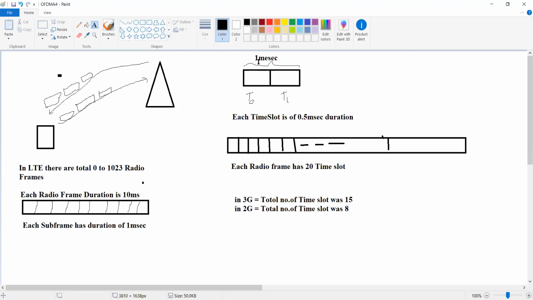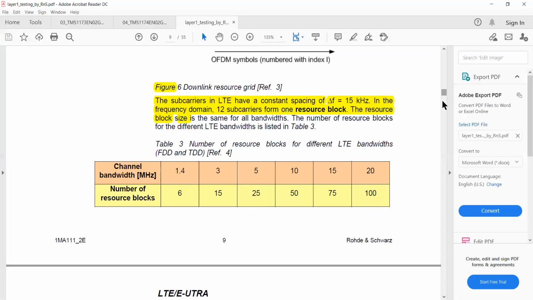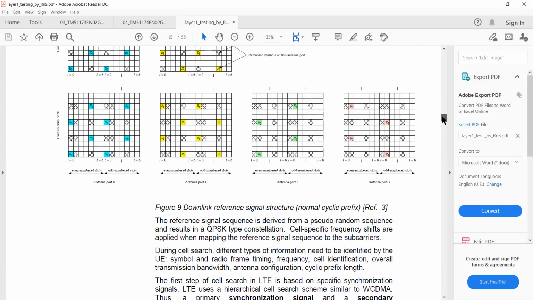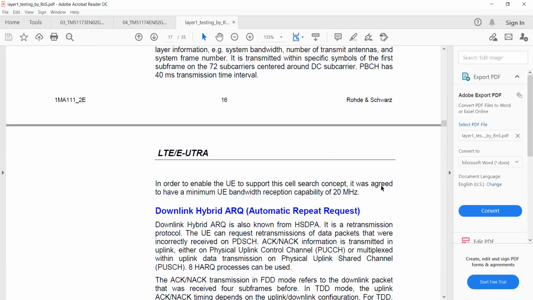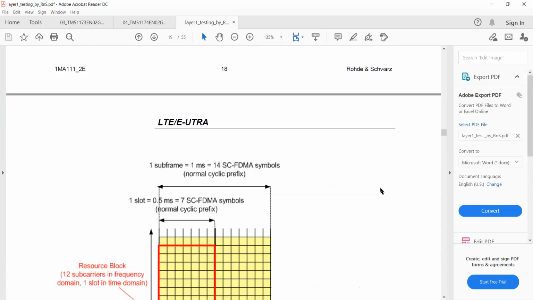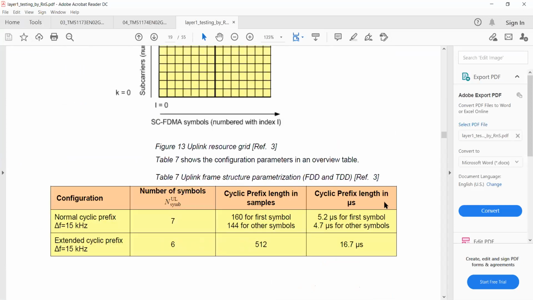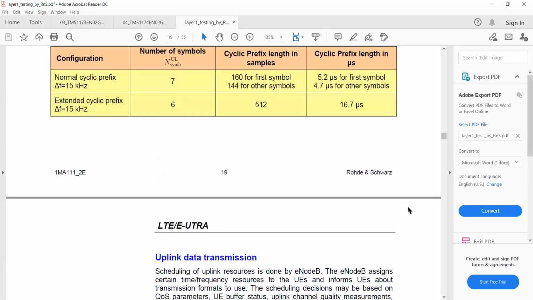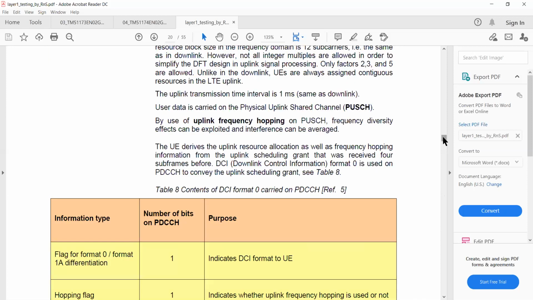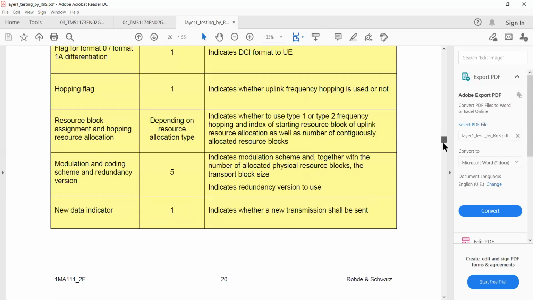Have you noted down? I will show the better one. Yes, noted. But in LTE, there are total 0 to 1023 radio frames, means that total subframes are 1023 into 10. Those are radio frames, 0 to 1023 radio frames. So I am talking about each one radio frame, what it contains.